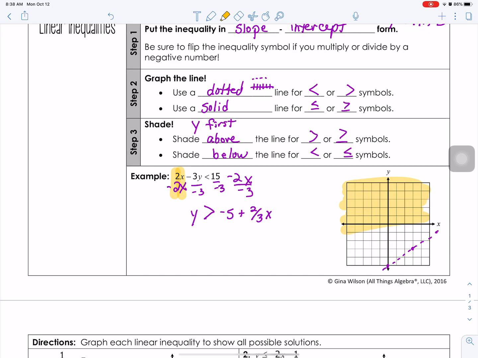If I wanted to test, I could test any point up in this area, and that should make it true. And if I'm testing a point, my favorite point to test is always going to be 0, 0 if it's a possibility. So 0 minus 0 is less than 15. That's true. That tells me that every point in there is going to be a part of the solution. Nothing on the line is considered a solution because I'm using a dotted line.